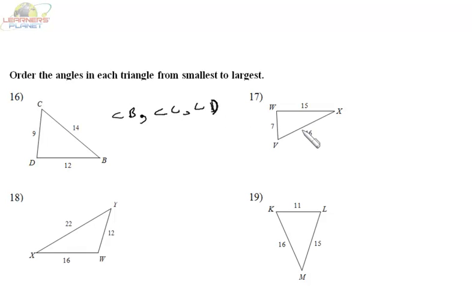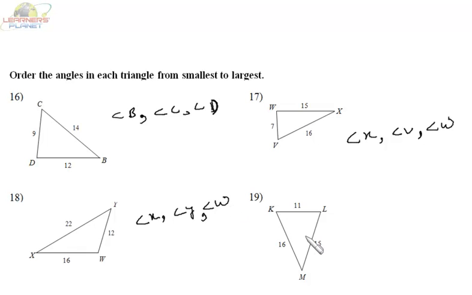Okay. In this case, which is the smallest angle? The angle opposite to the smallest side, that is angle X. Then the side 15 is there. So angle opposite to that is angle V, and the largest angle will be the angle opposite to the largest side, that is angle W. Okay. So it's quite simple. In this case also we can do it. The smallest angle will be angle X, then angle Y, and then angle W.